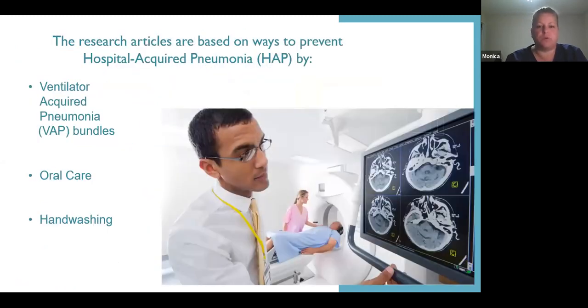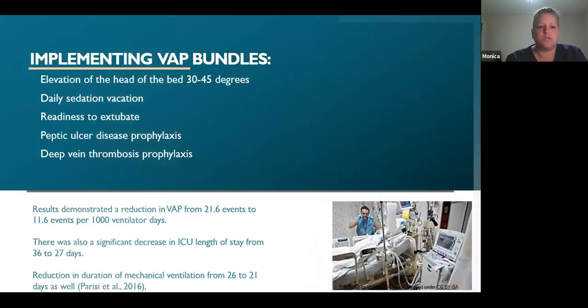The research articles were based on ways to prevent hospital-acquired pneumonia by ventilator-acquired pneumonia bundles, referred to as VAP, oral care, and hand washing. So by implementing the VAP bundles, we can elevate the head of the bed 30 to 45 degrees, have daily sedation vacation, assess their readiness to extubate, septic ulcer disease prophylaxis, and deep vein thrombosis prophylaxis.